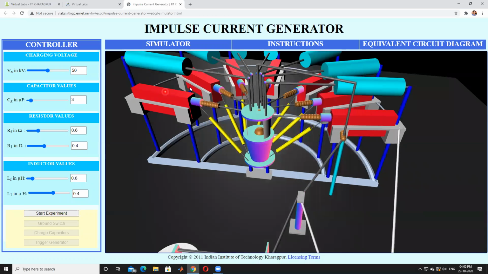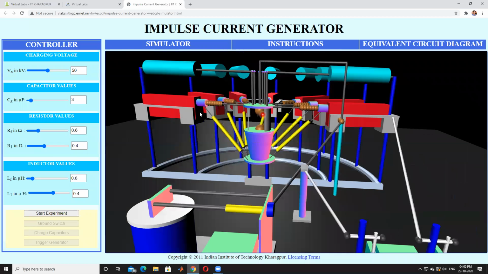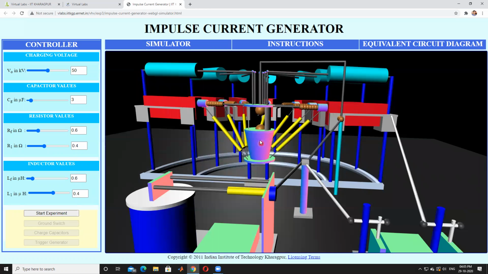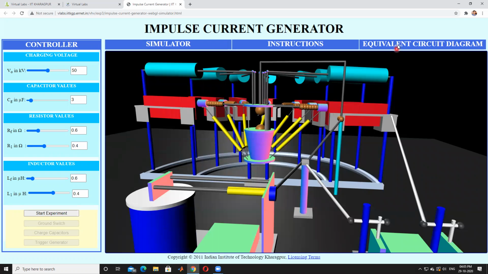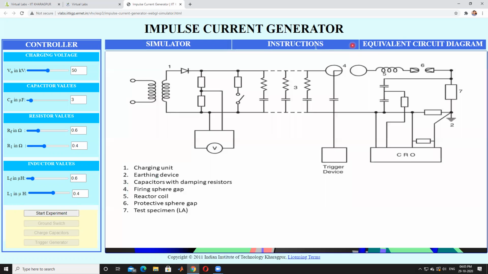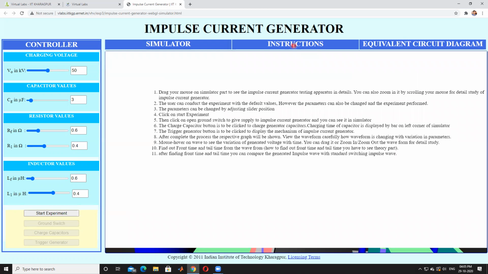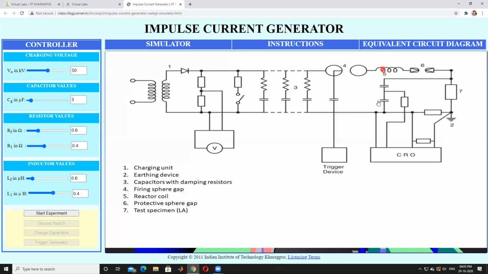In red color there are 1, 2, 3, 4, 5, 6, 7 capacitors. These capacitors are connected in parallel. This is called the spark gap. And this is the equivalent circuit, the equivalent circuit of these components.